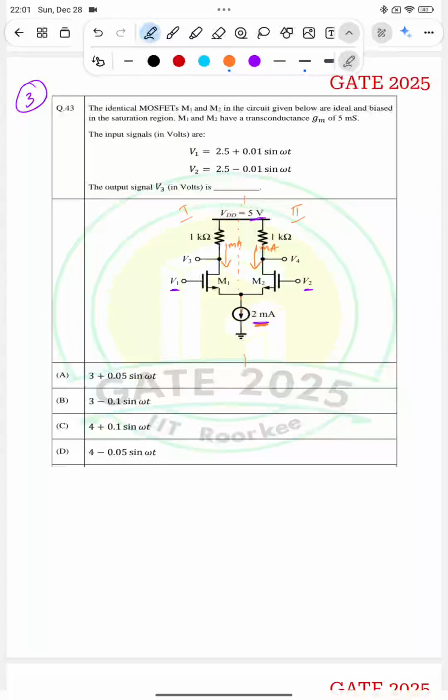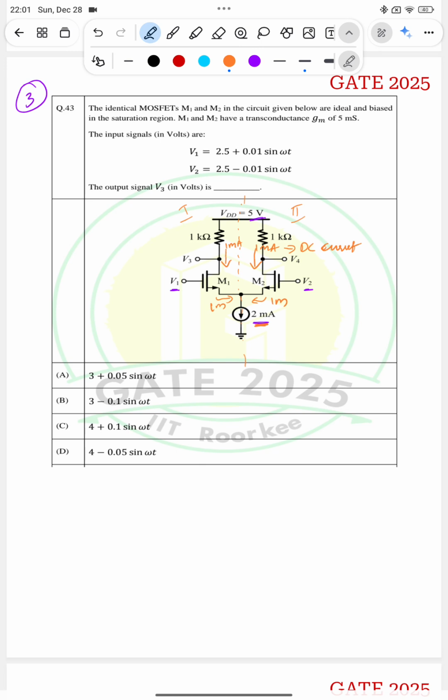So this will be DC current. Okay, DC current will be equal to 1 milli, it will be split equally, right? And this 1 milli will come through this part and this part. So 1 milli plus 1 milli will be equal to 2 milli. Fine. So that is there.